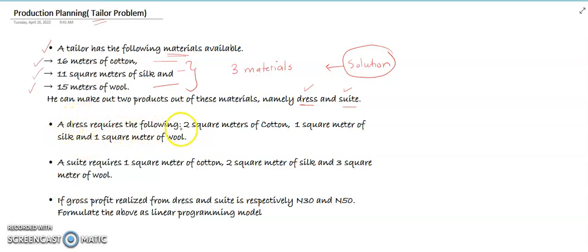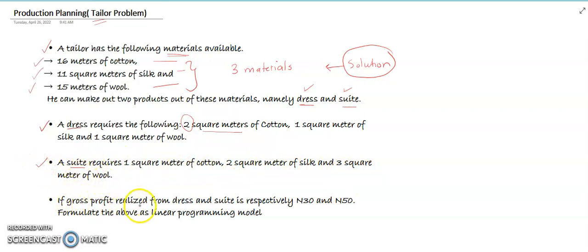A dress requires the following: 2 square meters of cotton, and he has a total of 16 square meters of cotton, out of which 2 square meters are used by a dress, 1 square meter of silk, and 1 square meter of wool. This is the information about making a dress. When we are talking about a suit, it requires 1 square meter of cotton, 2 square meters of silk, and 3 square meters of wool. So this is the information about a suit.